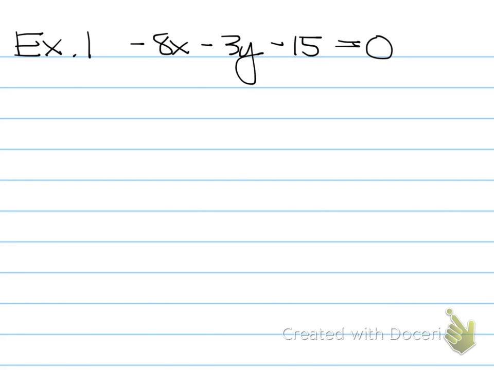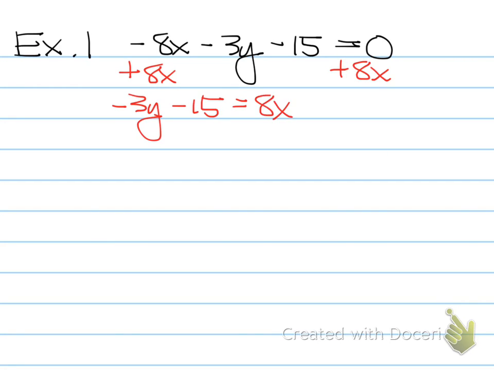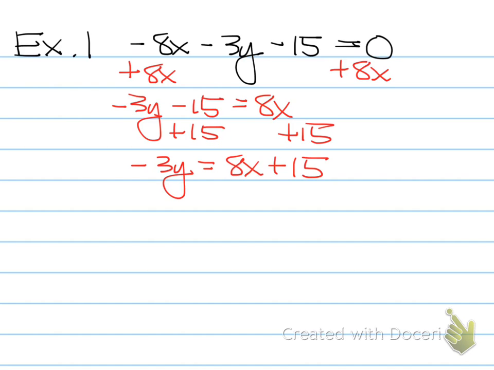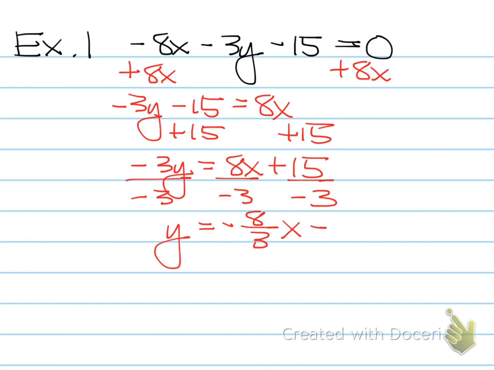So to get the y all by itself on the left side, we want to start by adding 8x to both sides. It's going to give us negative 3y minus 15 equals 8x. And then I want to, again, isolate the y, so I need to add 15 to both sides. It's going to give me negative 3y equals 8x plus 15. And then last step to isolate the y is to divide both sides by negative 3. It's going to give me y equals negative 8 over 3x minus 5.